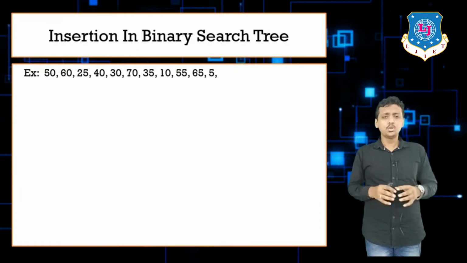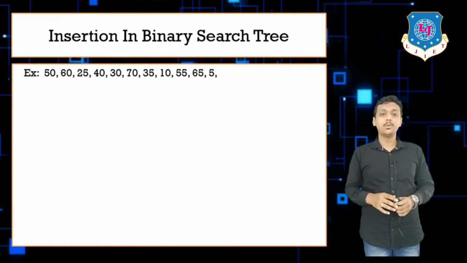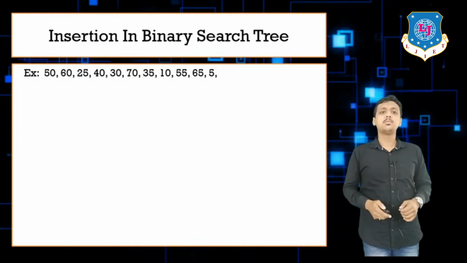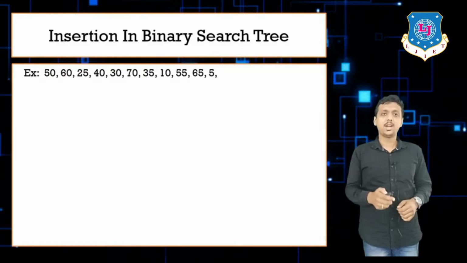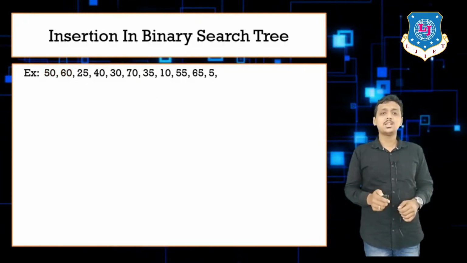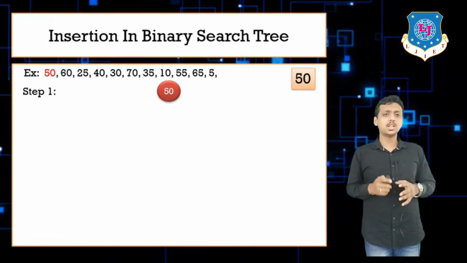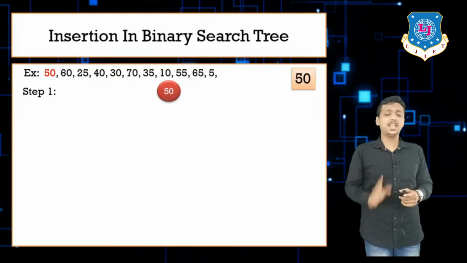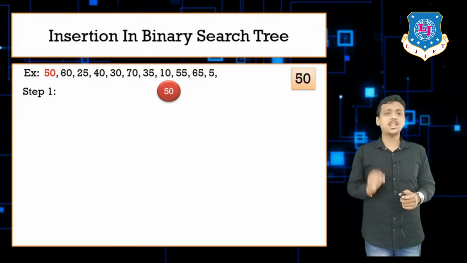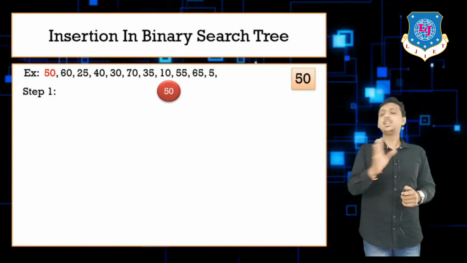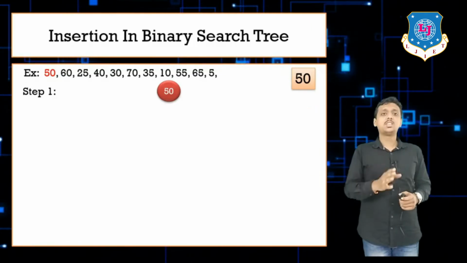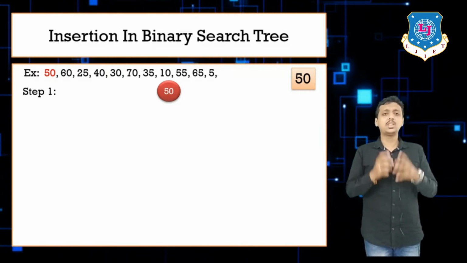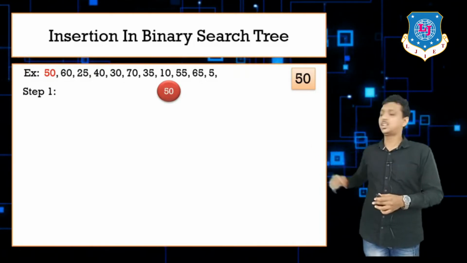Fine. So what you need to do is start with the very first value. The very first value here is 50. So students, 50 becomes our root node. This is step 1. You need to write in a notebook like this: step 1, step 2, step 3, step 4 and go on. Whatever the number of values that we need to insert, that number of steps we need to perform. The very first step is to make a root node, that is 50.